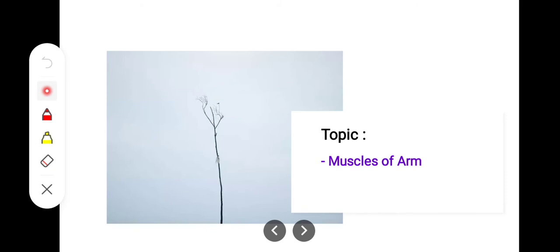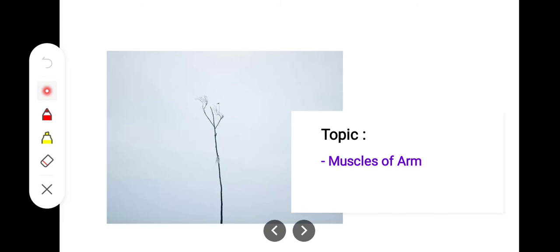So before going towards this topic, we should be clear about what is an arm and what is a forearm, right? We are often confused between the two. The portion of the upper limb between the shoulder joint and the elbow joint is the arm, and the portion extending between the elbow joint and the wrist joint is the forearm. Now we're talking about the muscles of the arm.